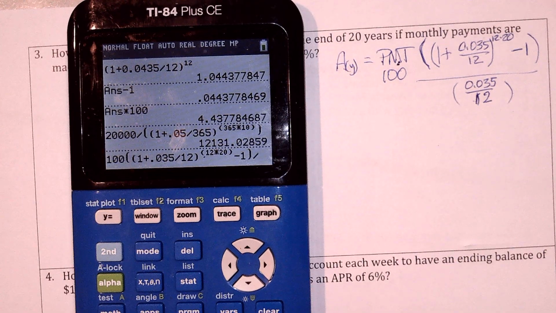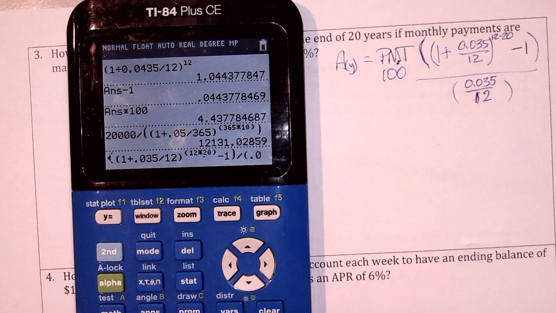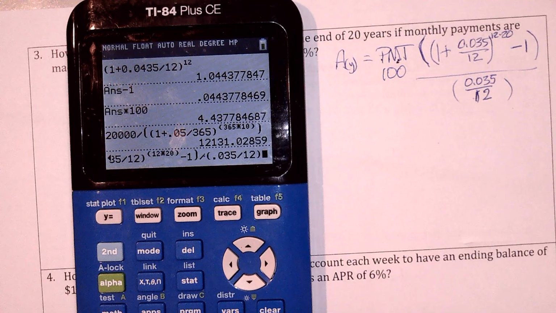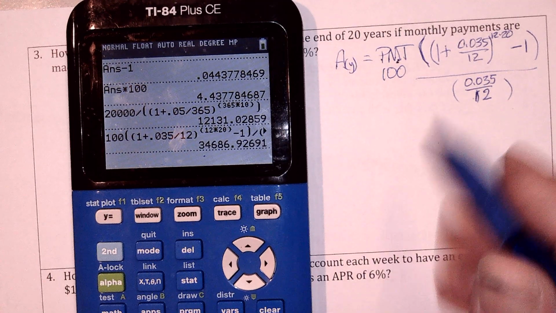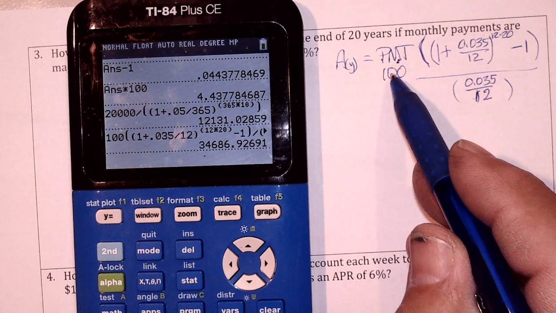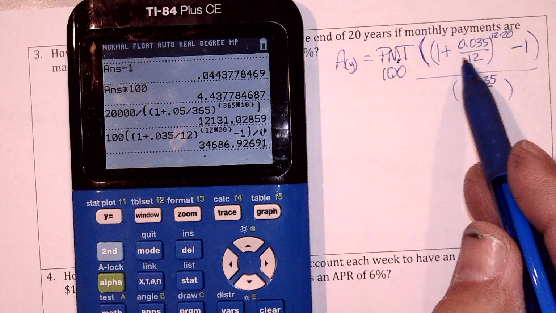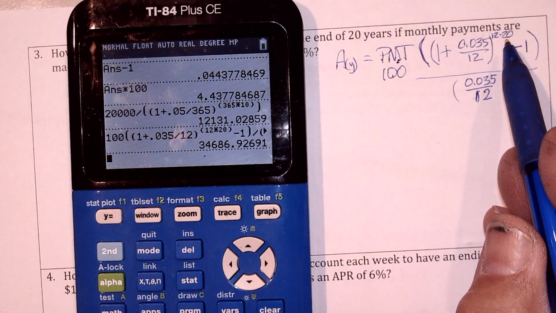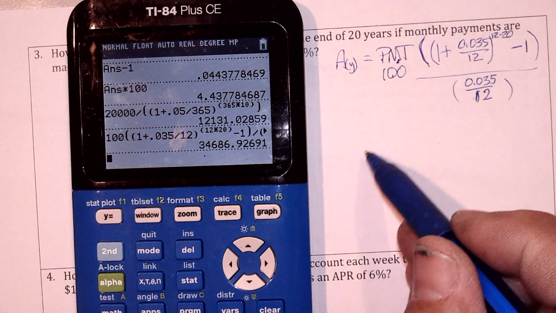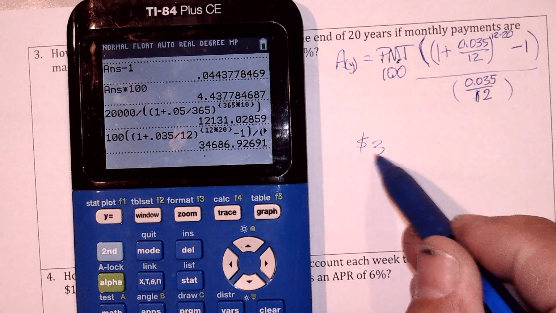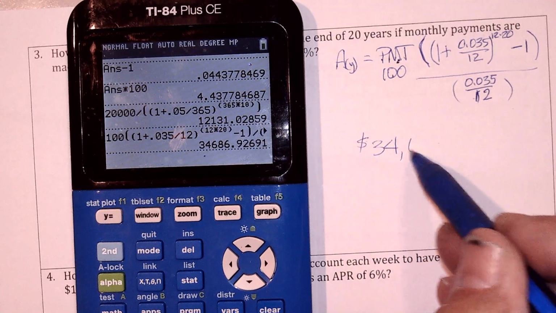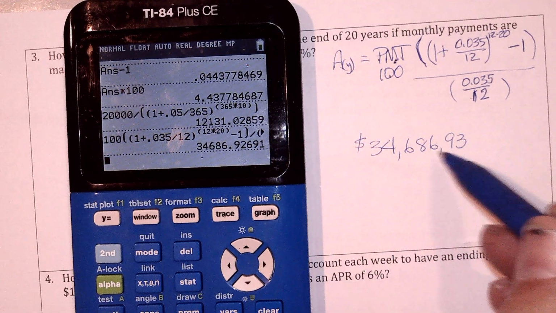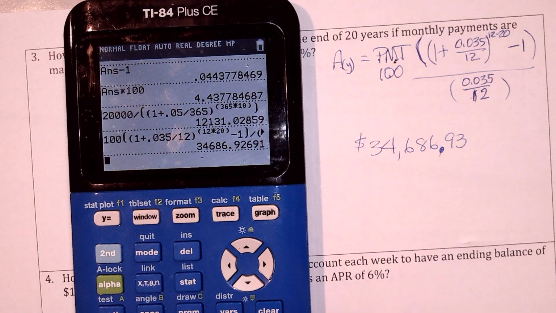Divided by parenthesis 0.035 divided by 12, close the parenthesis. And I get the amount that would be in this account, putting $100 in, getting 3.5%, 12 times a year, and for 20 years. And I end up with $334,686.10. Oop, period. 93 cents.